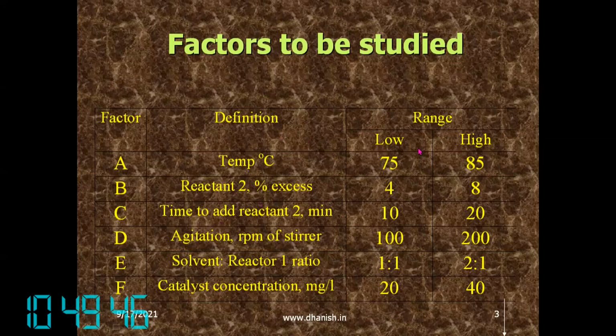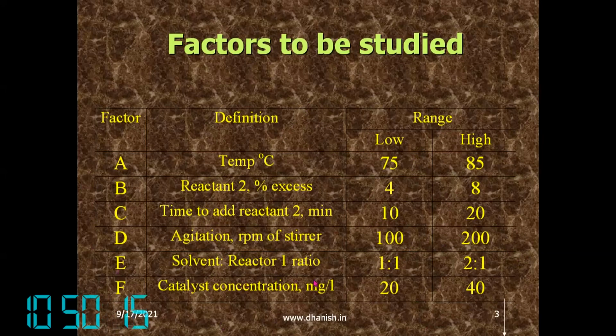And then we can also decide the levels. What are the normal levels? That is what we start with. So for temperature, the normal levels are 75 and 85 degrees Celsius. Now for reactant 2 percentage excess, you can add 4% or 8% excess. Then how fast you add reactant 2? Time to add reactant 2: you can add in 10 minutes or 20 minutes. Then agitation, RPM of stirrer: how fast you mix the reactant 1 in the tank. So 100 RPM or 200 RPM.